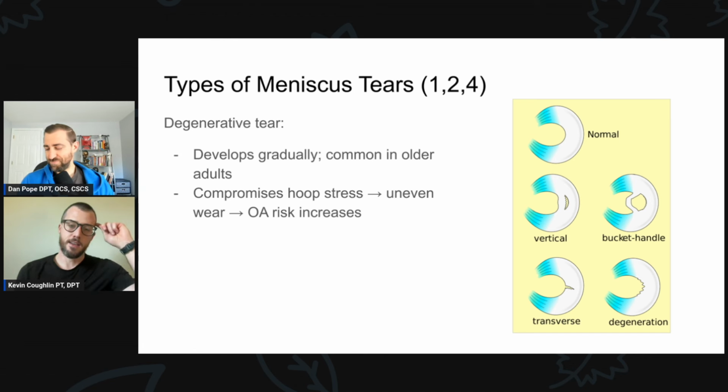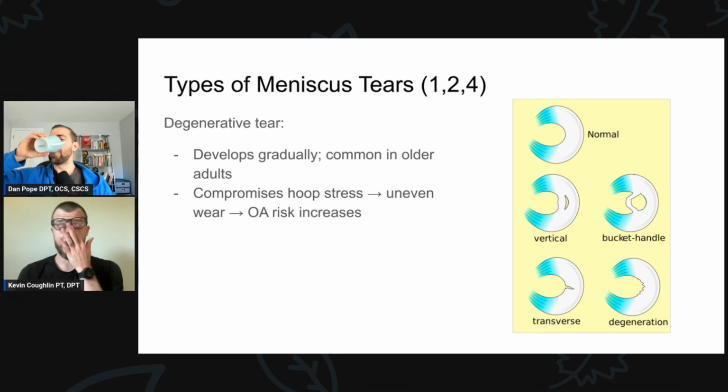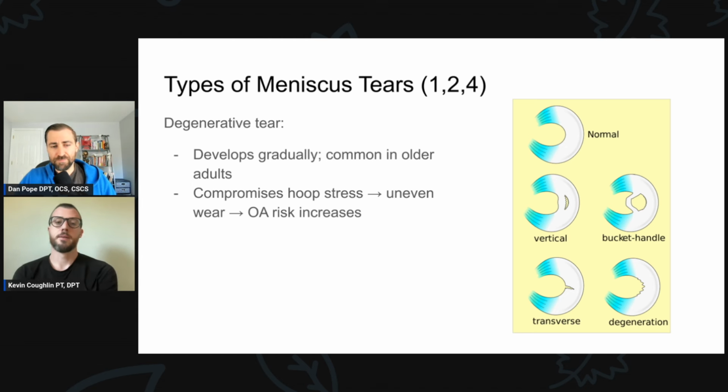All right. And then a sixth type of tear here is a degenerative tear. Again, this could be, like I said, part of a complex tear. We do see it in that type of tear, but this is the gradual onset commonly seen in older adults. It compromises the hoop stress, which causes uneven wear throughout the knee joint and increases your risk of osteoarthritis. So oftentimes this is on that concave part of the meniscus, so kind of on the inside part, and it does bleed into the rest of the meniscus depending on the amount of degeneration.